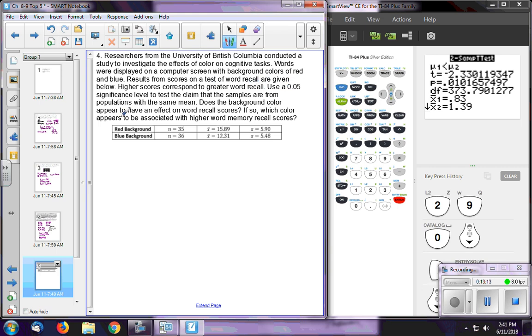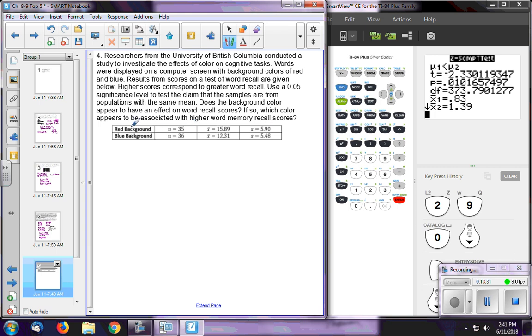Using a 0.05 significance level, test the claim that the samples are from populations with the same mean. Does the background color appear to have an effect on word recall scores? If so, which color appears to be associated with the higher word memory recall scores?